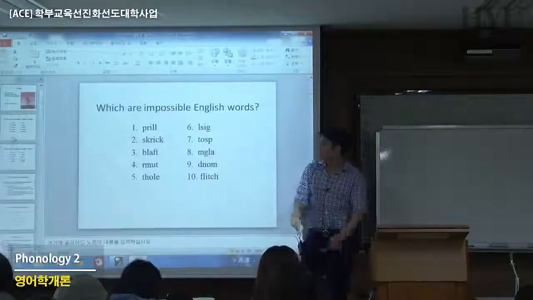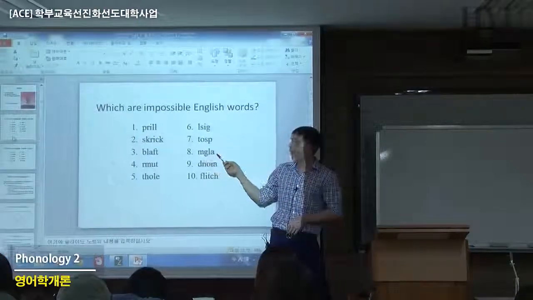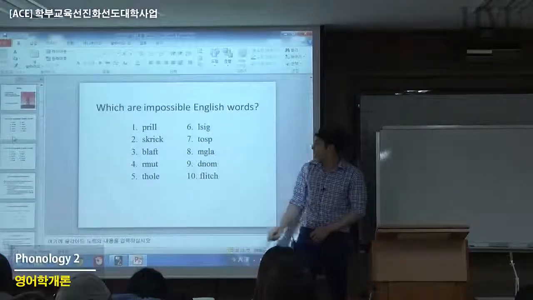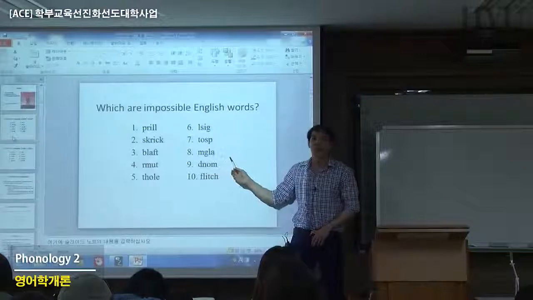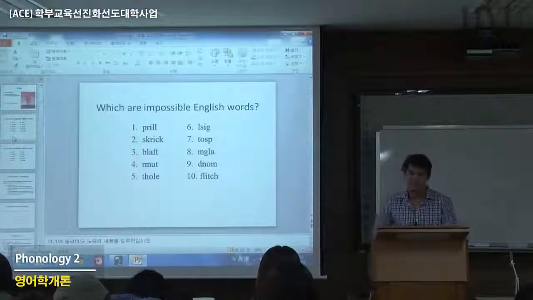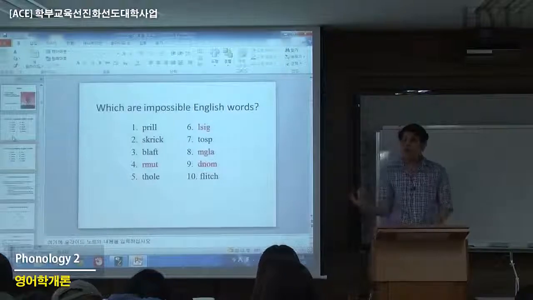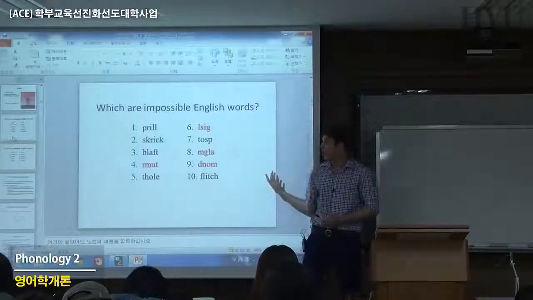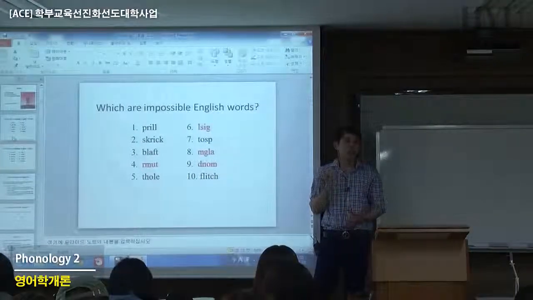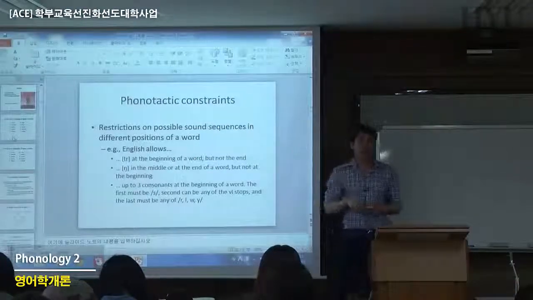Number 7, tosp, maybe. Number 8, magala, no, because we don't have M before G. And number 9, denom, no. We don't usually have D before N. And number 10, flitch, possible, right? So how could you tell me which ones are possible and which ones are not possible? That's because you know what we call the phonotactic constraints of English, okay?